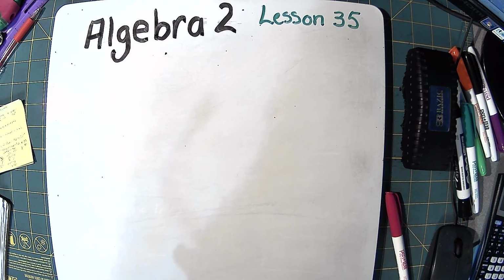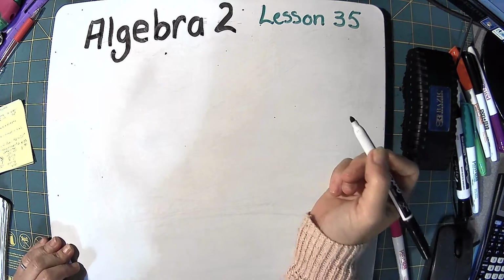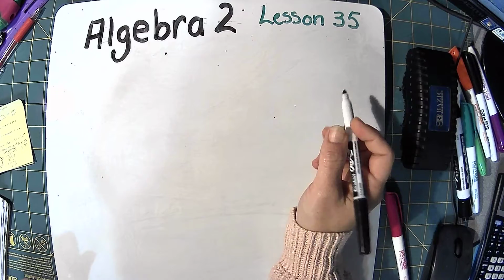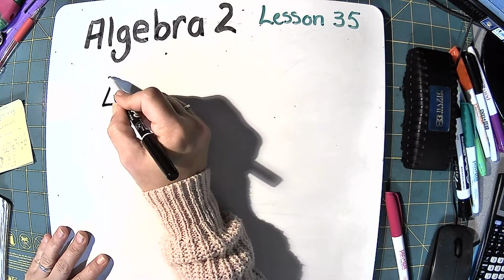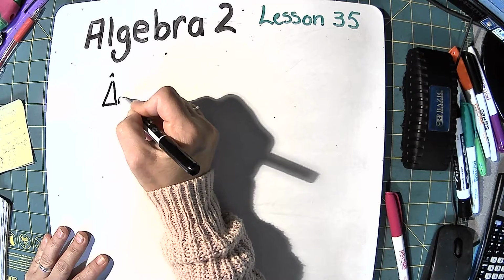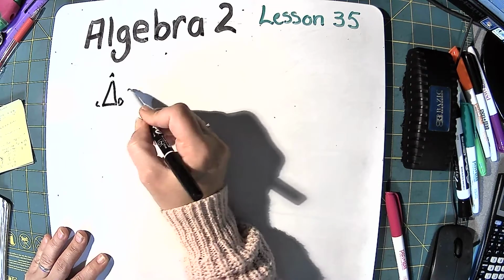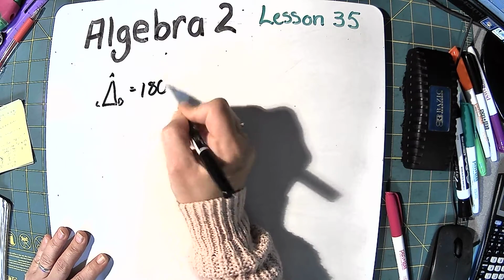This is Algebra 2, Lesson 35, and this lesson has several parts. The first part is going to be angles in polygons. So we know that if we have a triangle that has three angles, A, B, and C, and if we add them all up, we're going to get 180 degrees.